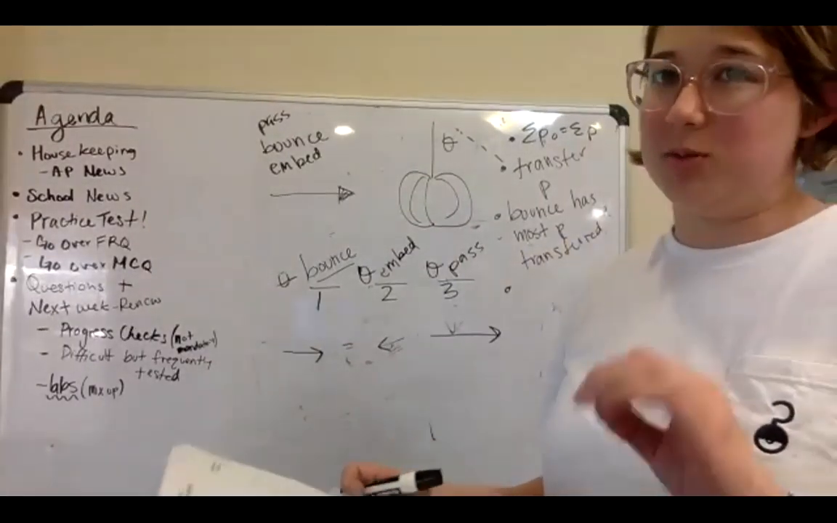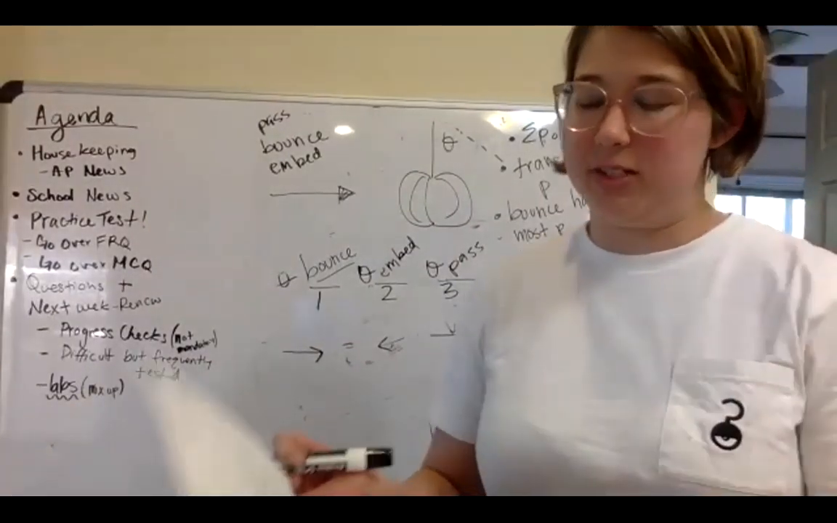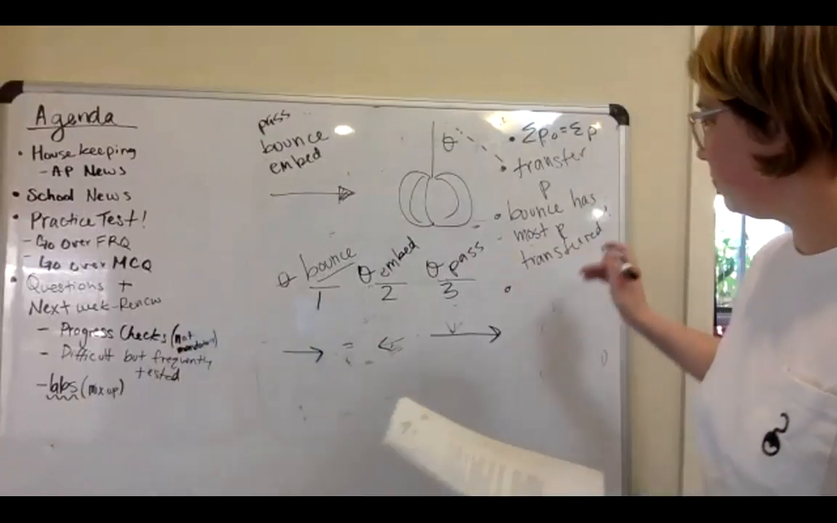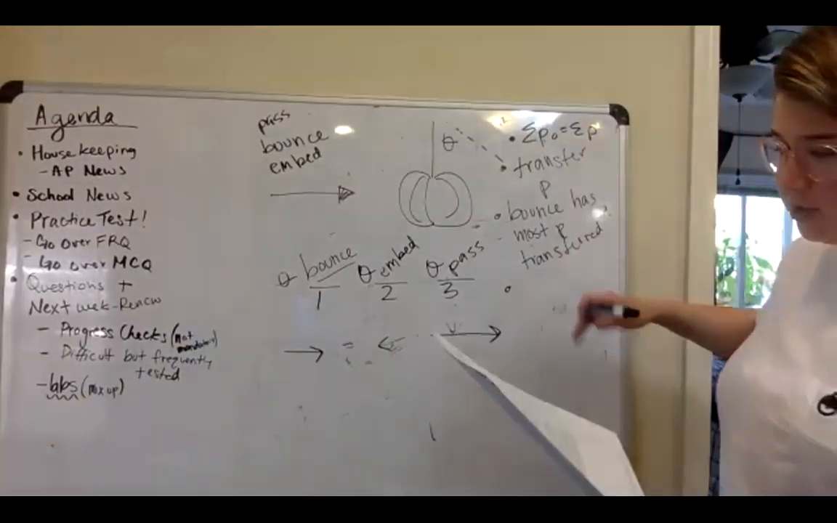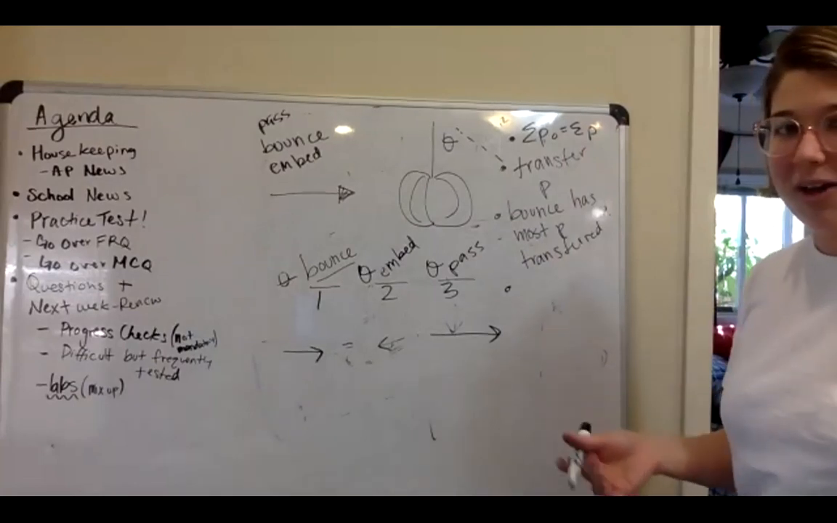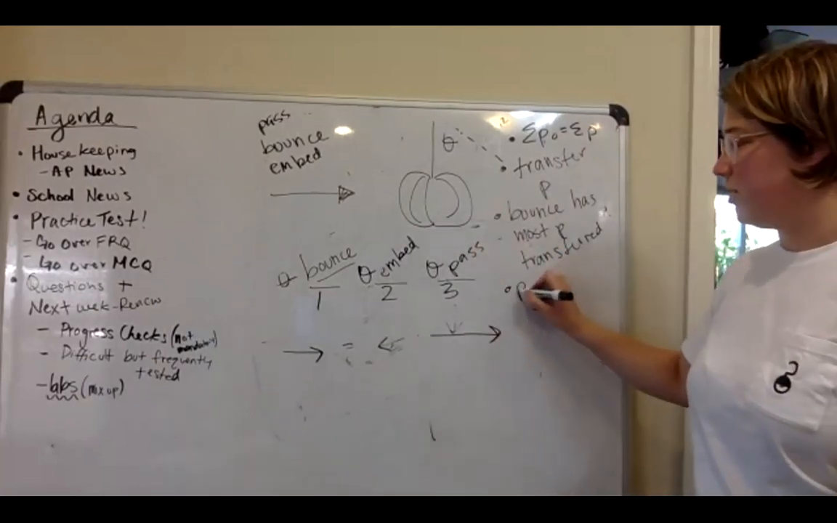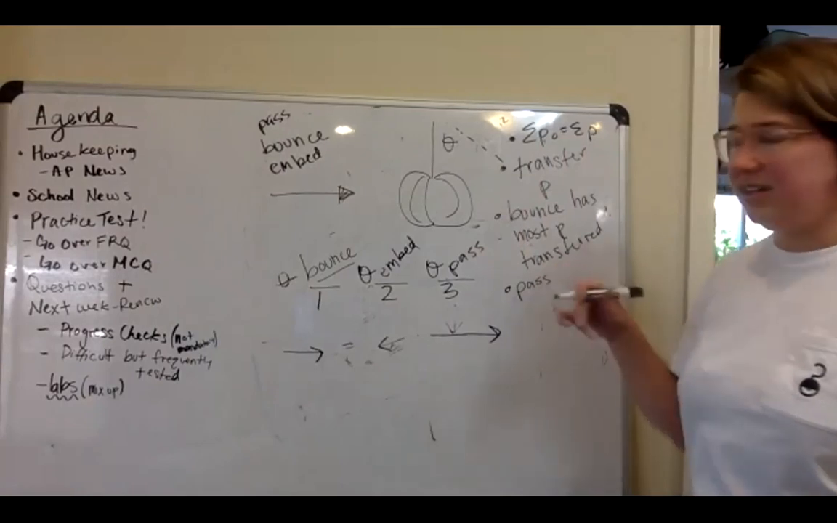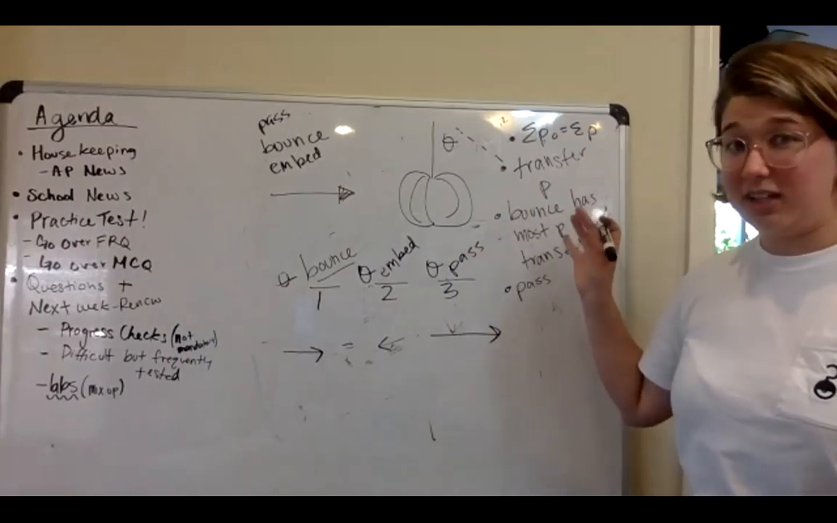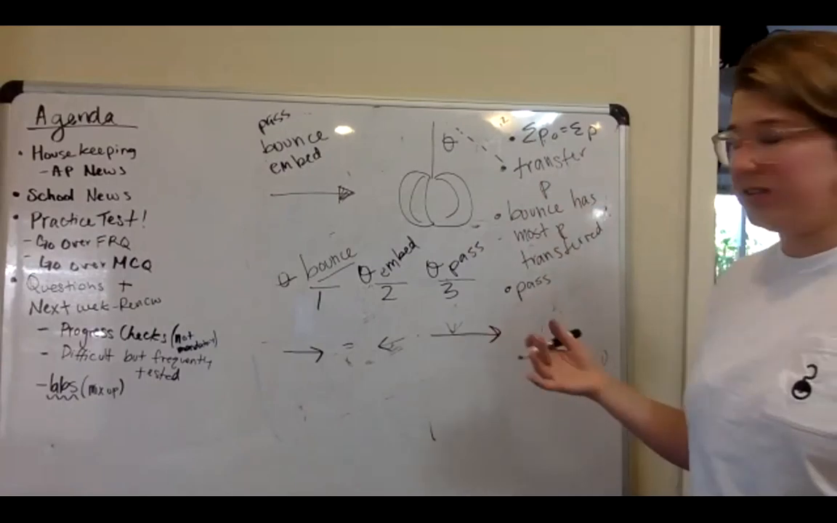All right, now I want to get going because we're already at an hour and a half and my voice is starting to go. So the bounce transfers the most, then something about how the pass arrow, this is where I missed a point when I did this one, has a faster velocity, therefore it kept more momentum.